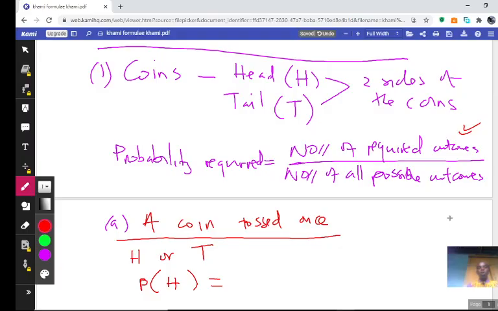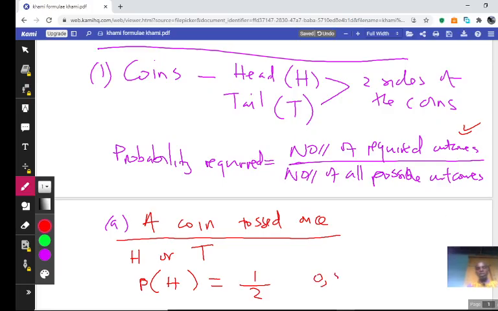How many possible outcomes? In other words, how many heads are there on the coin? It's just one head over the number of sides on the coin. That defines the number of all possible outcomes, which is 2. So there are two possible outcomes on a coin. So the probability of getting a head will be 1 over 2, which means 1/2.